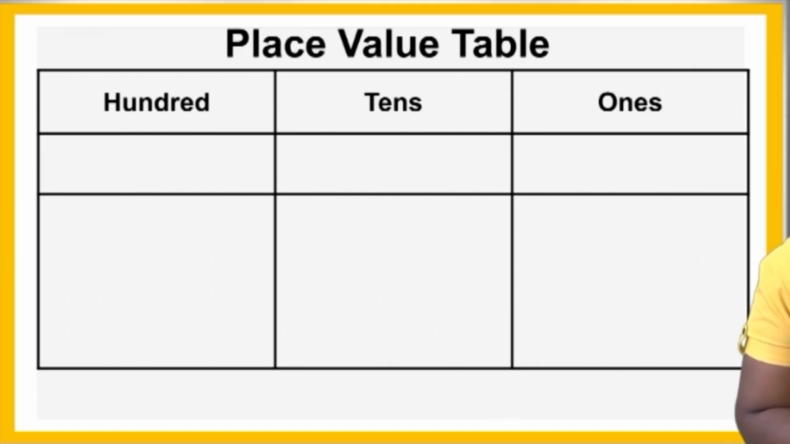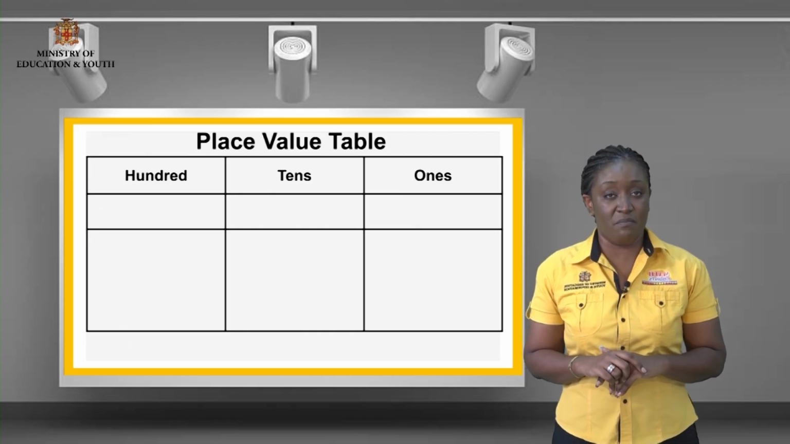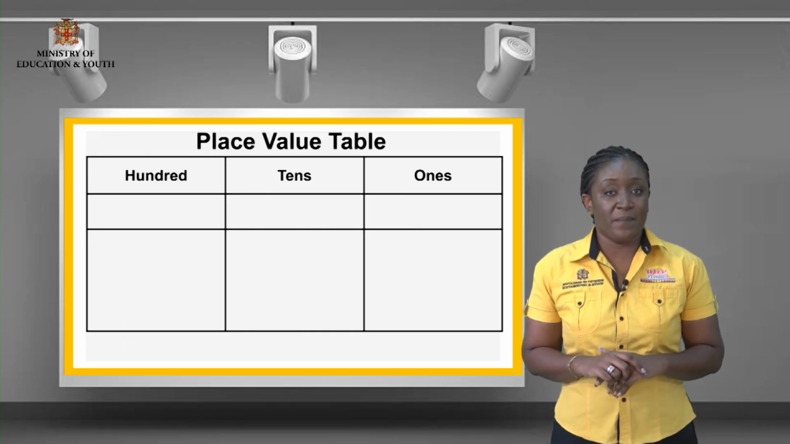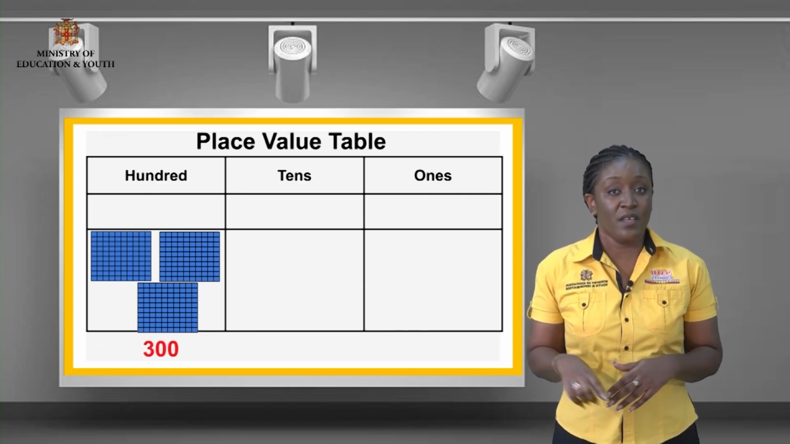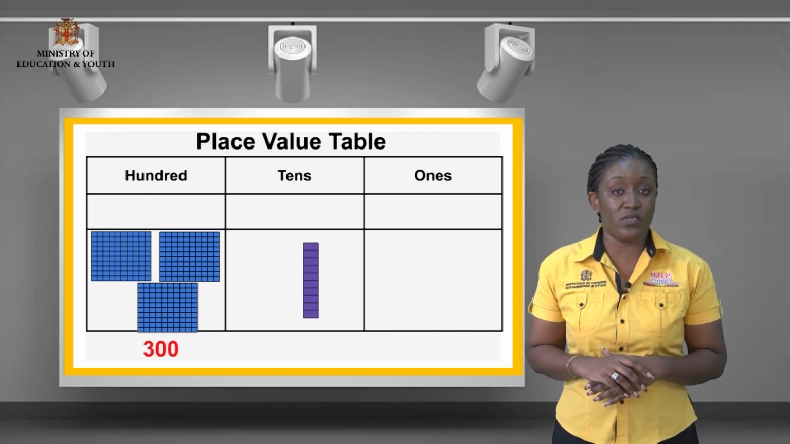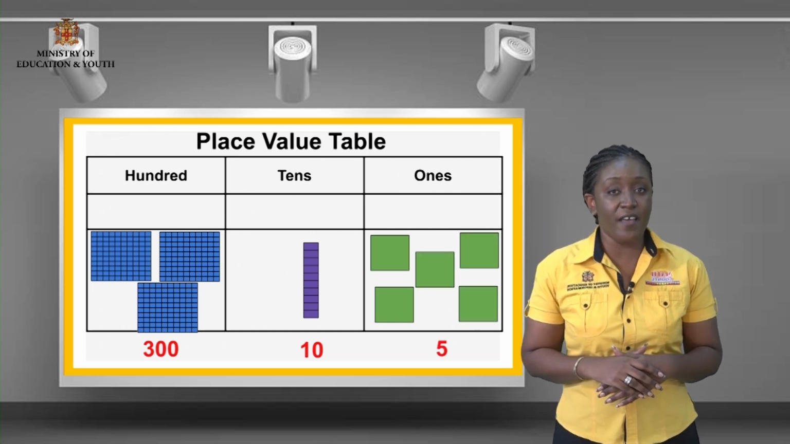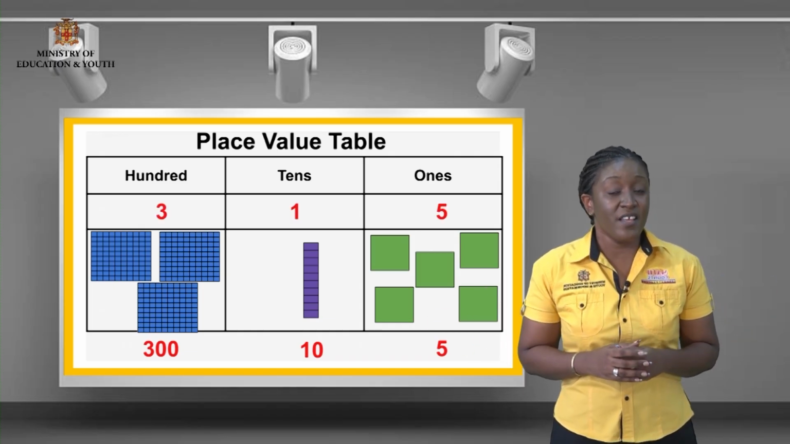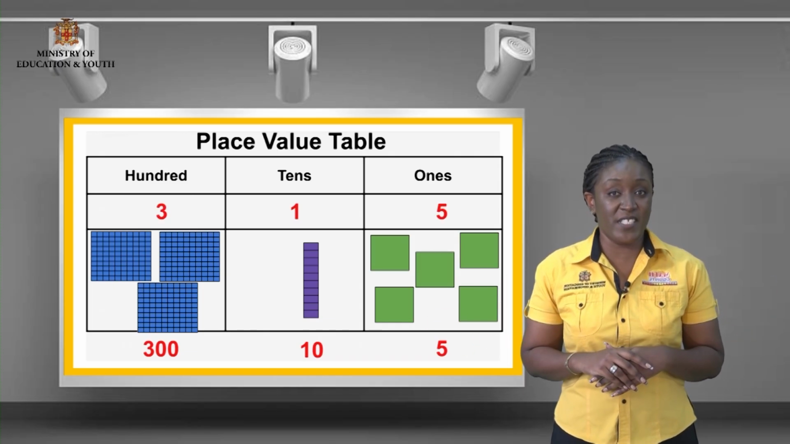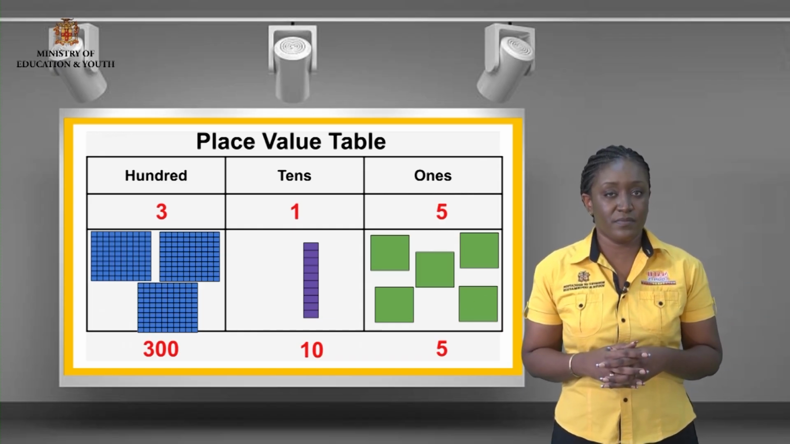Now try this one. Write the numeral represented by the set of base 10 blocks. The 3 flats represent 3 hundreds, the 1 long represents 1 ten, and the 5 units represent 5 ones. So, our number is 315. Awesome work, boys and girls.